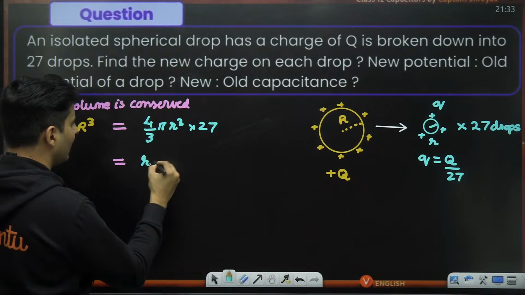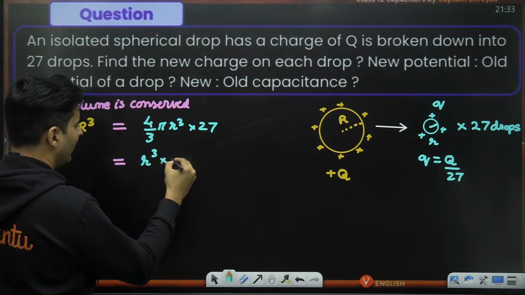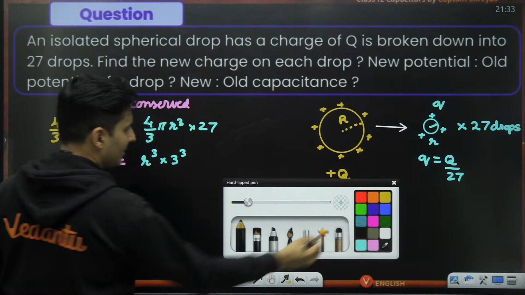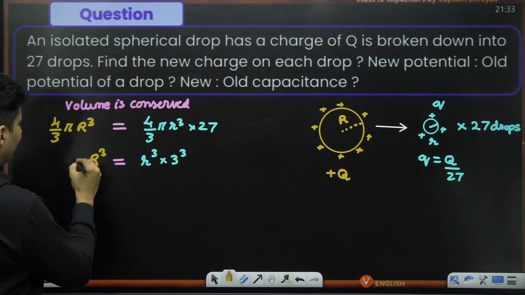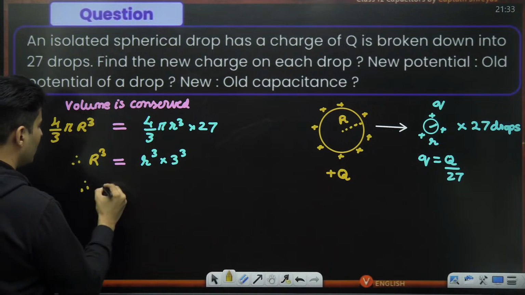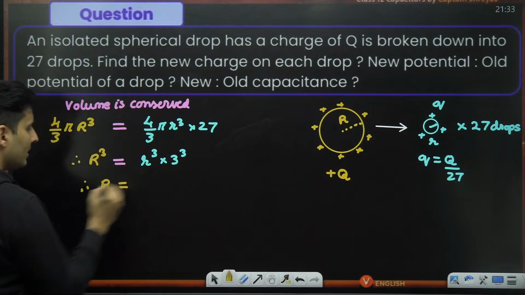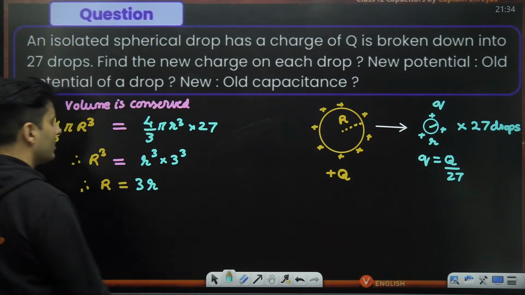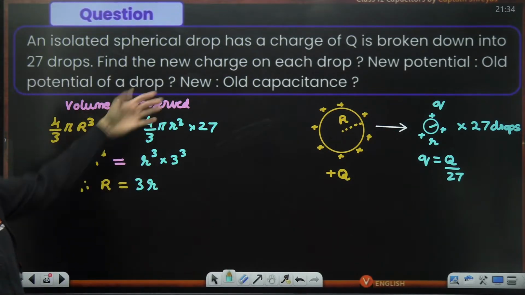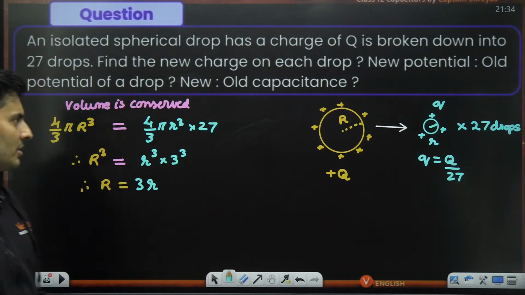So we are left with r cube, and 27 is actually 3 cube. That's going to be useful. That is capital R cube. Therefore capital R is nothing but 3 times small r. I will use this for solving the questions.